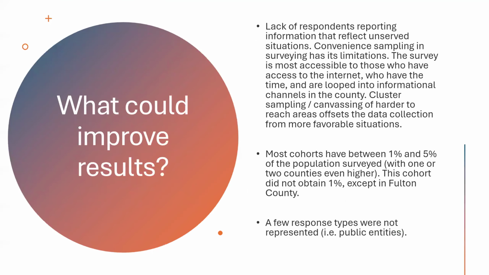What could improve the results? So just moving from the convenience sampling, the survey is most accessible to those who have the internet, who have the time, who are not necessarily struggling in a complex poverty environment, and folks that maybe are just more looped into the community or connected into the informational channels in the county. So cluster sampling and canvassing those harder to reach areas would be necessary in some of our counties.